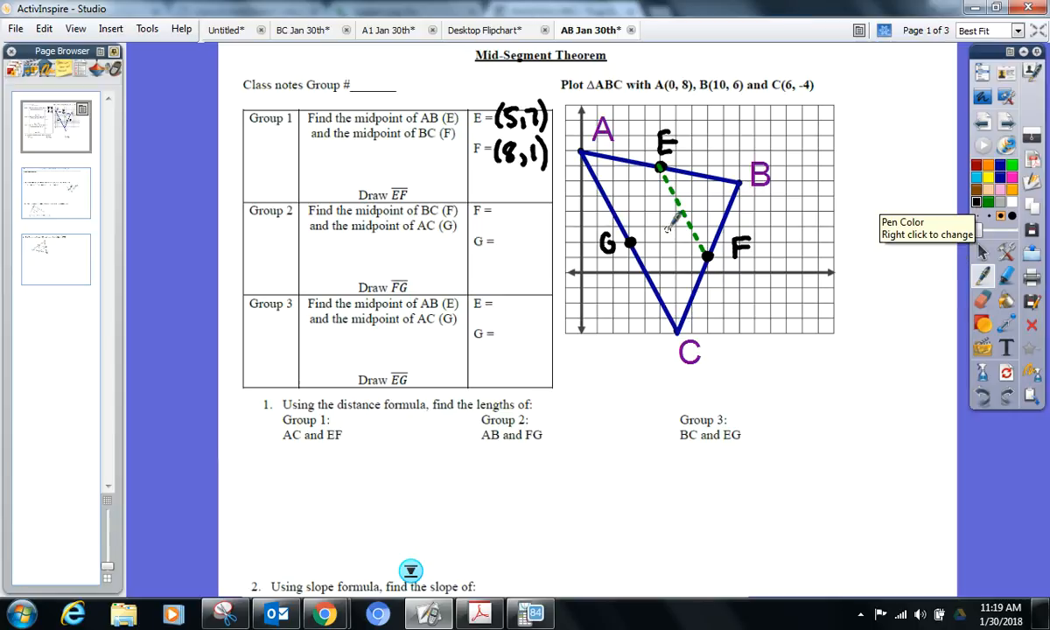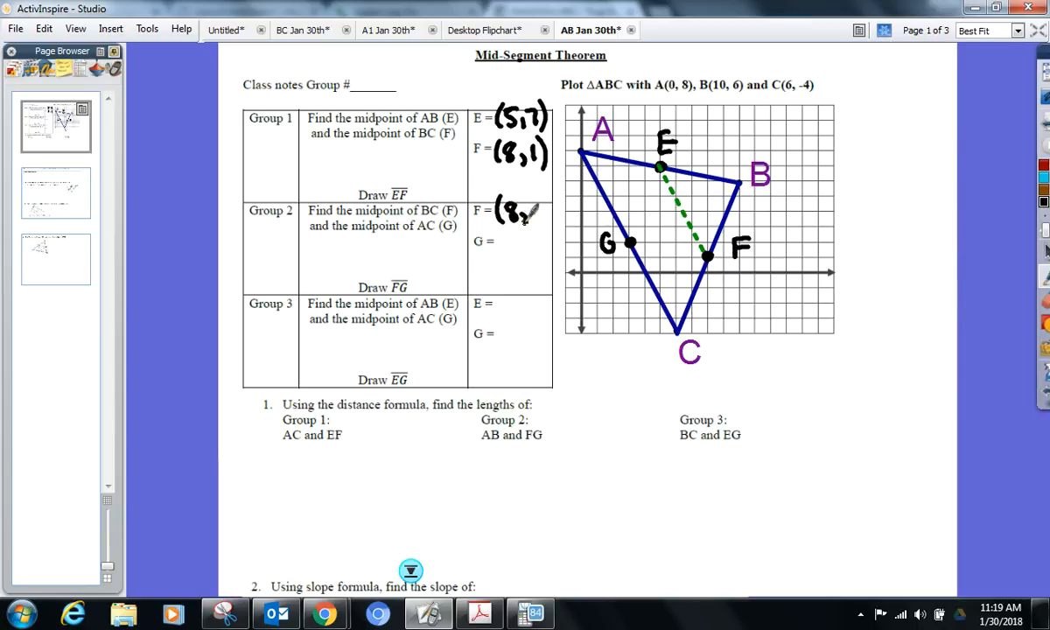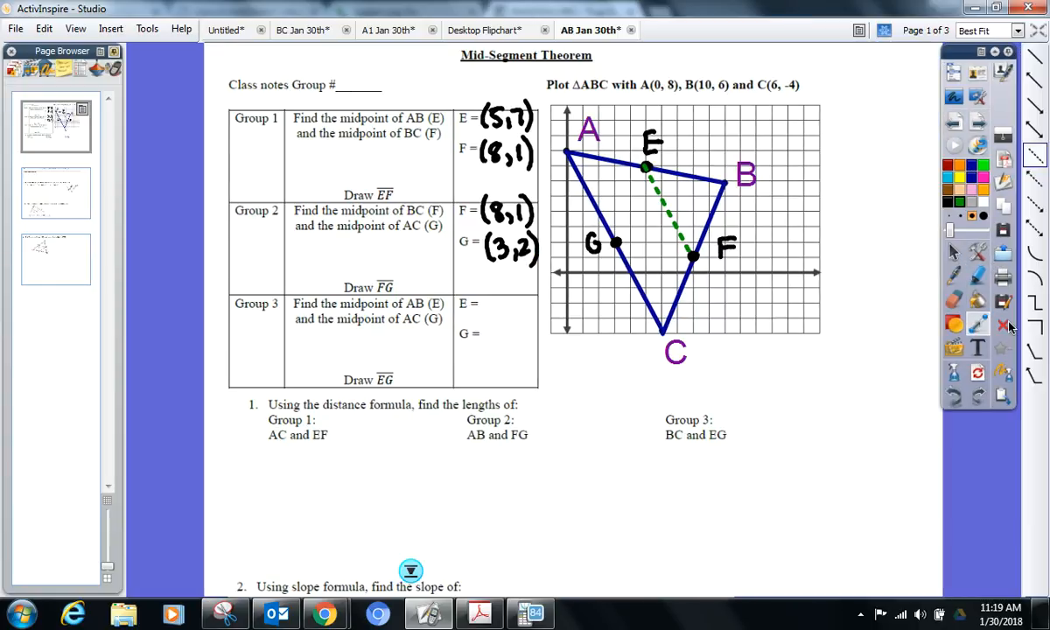Group 2, point F, I already know is 8, 1. How about point G? 3, 2. All right, everyone, make sure you got 3, 2 done and graphed. And connect GF when you have it graphed. That is a second mid segment.